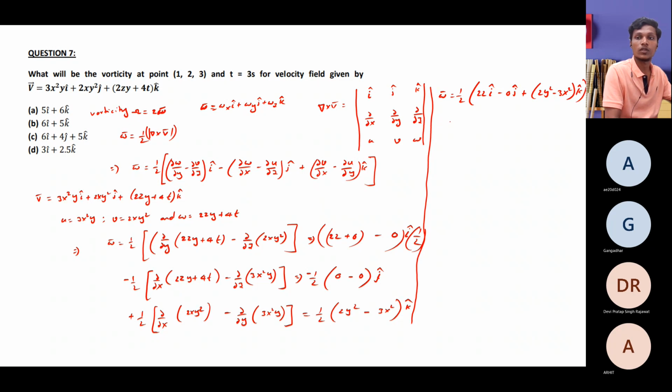I hope you can see the window. So omega bar equals this, this is our equation. Now the question is to find the vorticity.